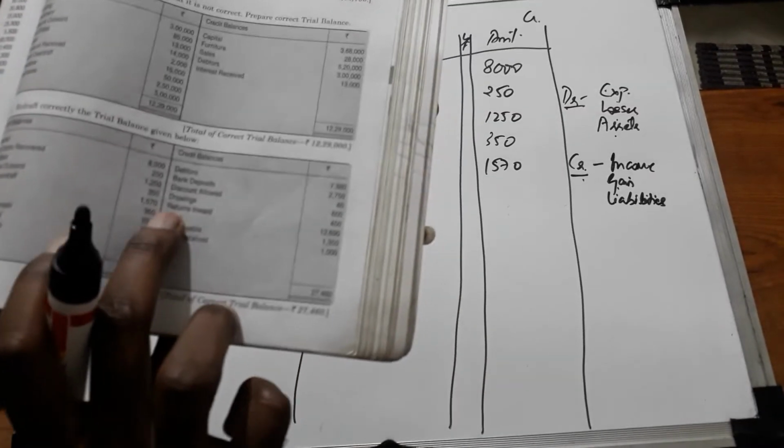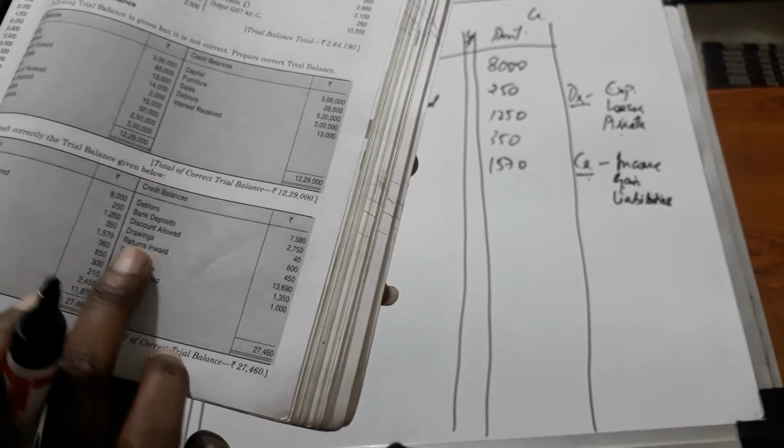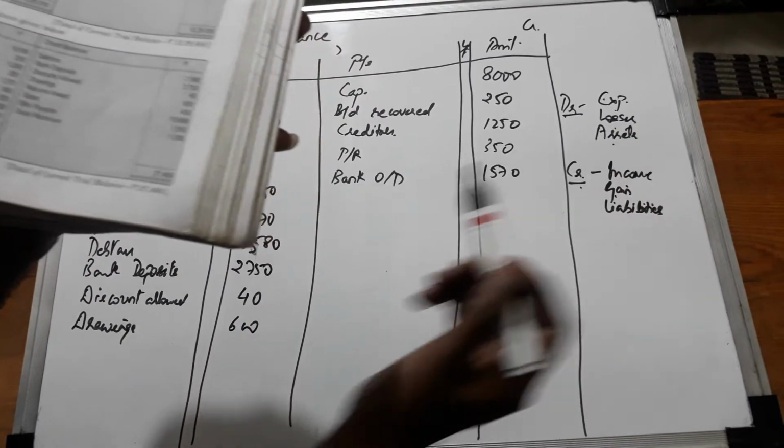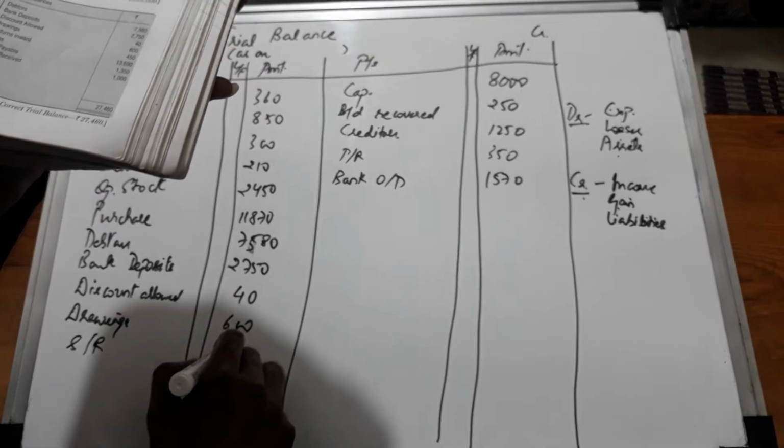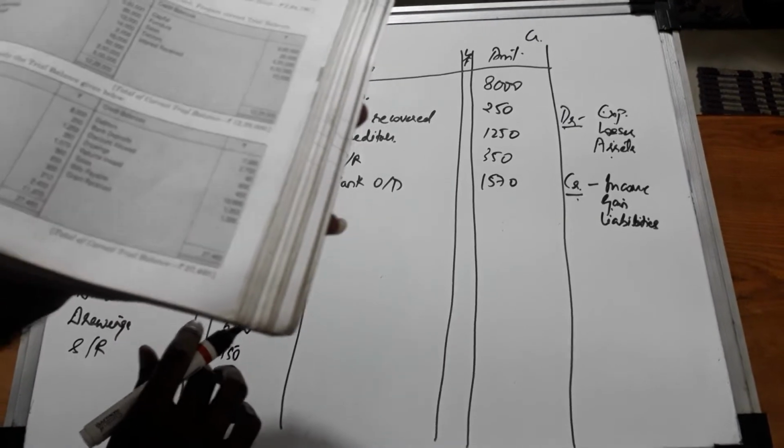Next term is return inward. Return inward means sales return. Sales return is a supposed or estimated loss for the business because it reduces the amount of income. So hence it appears on the debit side of the trial balance.